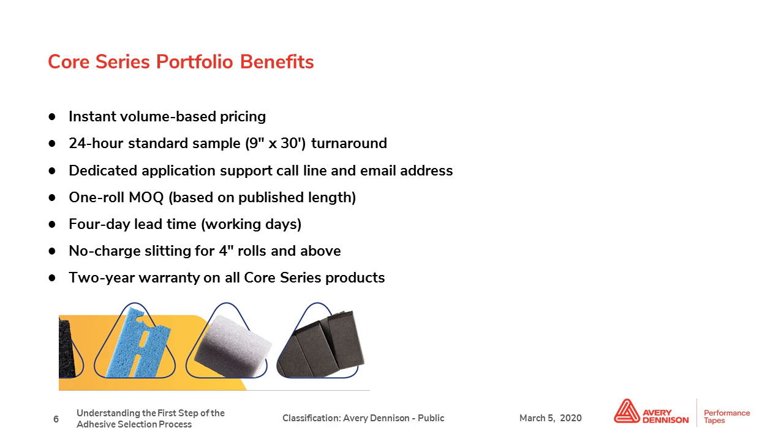We will also slit all slittable products to 4 inches or above free of charge. You can determine which products are noted with an asterisk or with 2 asterisks next to the product on page 13 or 14 of the guide. In addition, we have recently changed our Core Series product to a 2-year warranty from date of shipment versus 1 year. All data sheets have also been updated on our website.